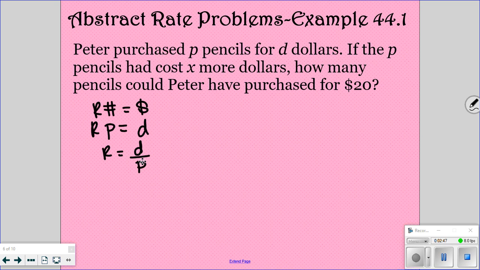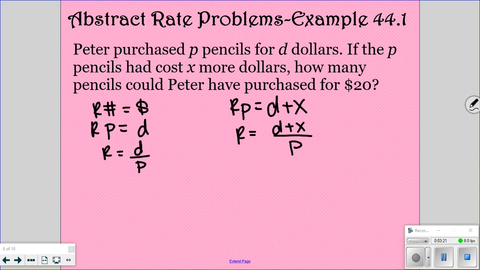And this is cost per item. And then it says if P pencils had cost X more dollars. So that's not a cost per item, that's a cost total. So we're not going to change this rate. We're going to come back up here and change our price. So we are still using P pencils. And instead of spending just D, we spent D plus X total. So the rate on the number of items is going to be D plus X over P.